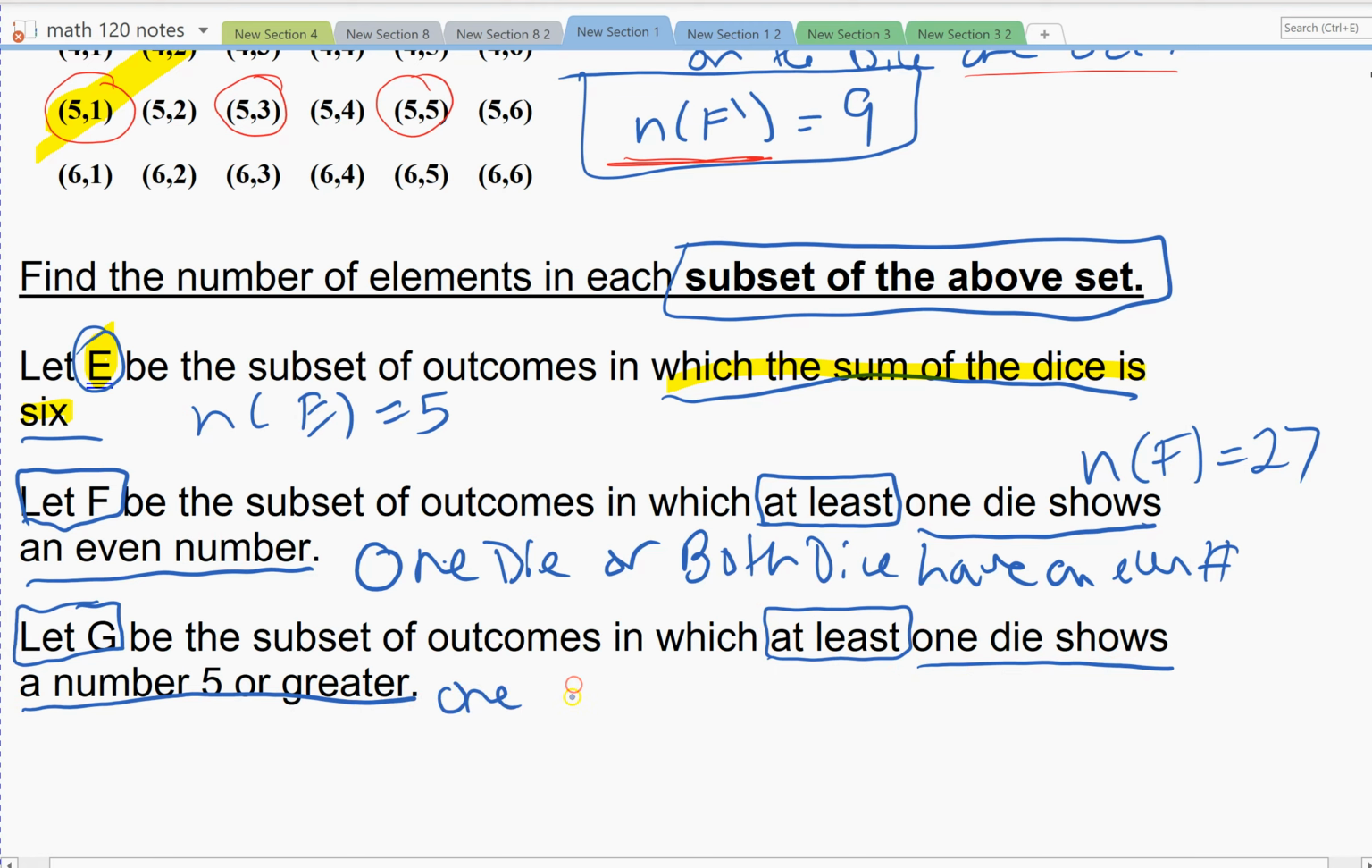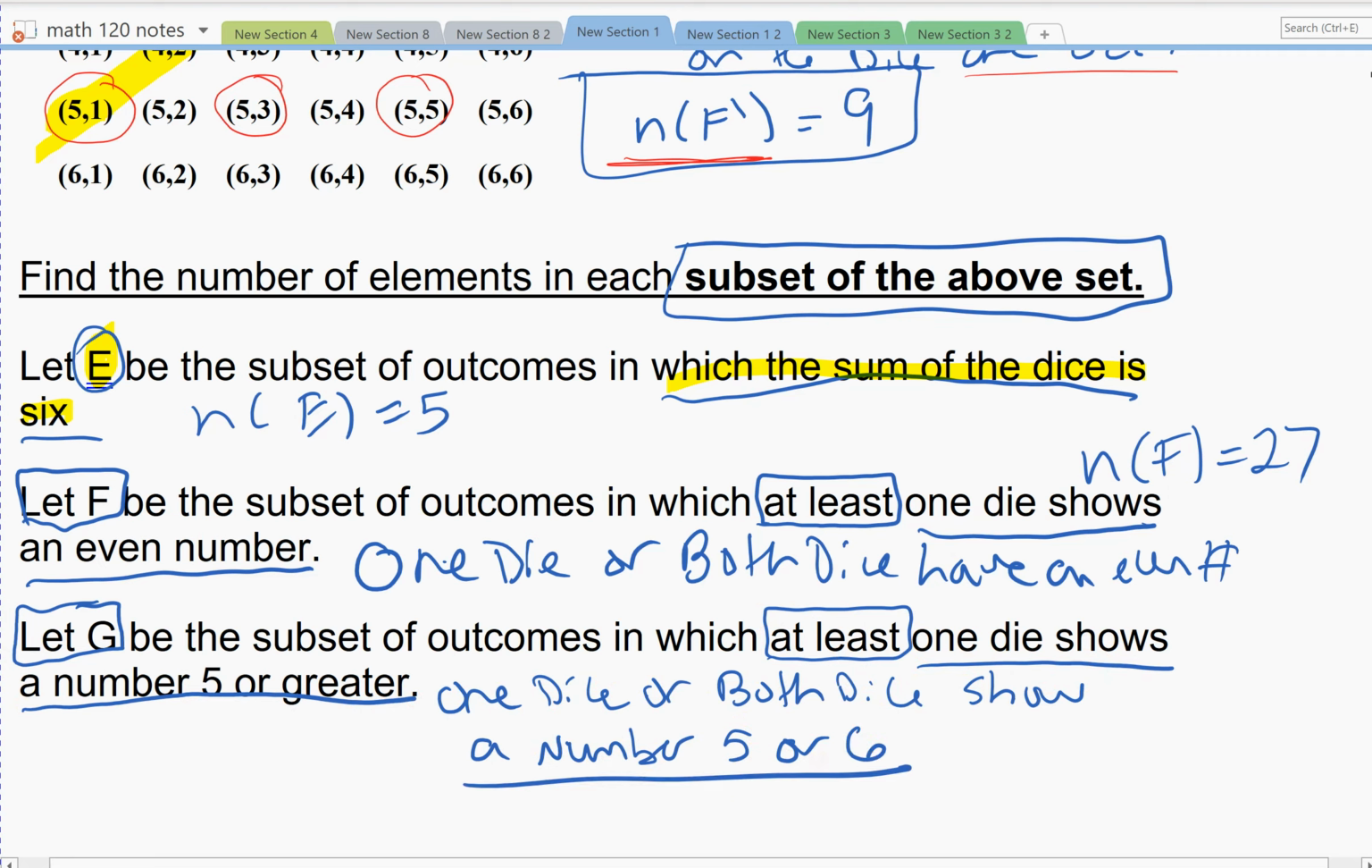So one or both show a number 5 or greater. Well, the only number bigger than 5 on a die is 6. Alright, so I want all of the outcomes where I've rolled a 5 or a 6. And I could roll a 5 or a 6 on both dice. Alright, that's what I'm looking for. So I rolled a 5 or a 6.